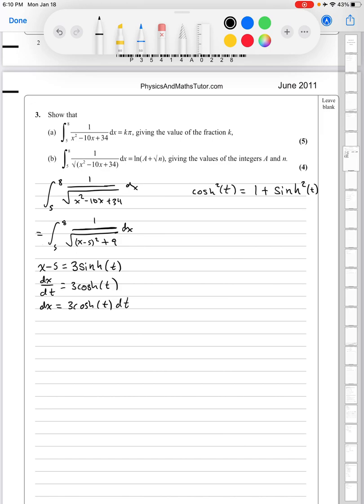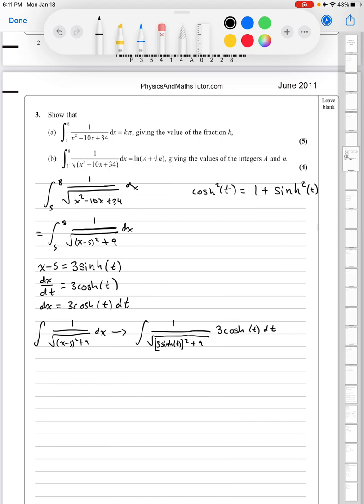Okay. Right, so if we plug this into our integral, I'm going to drop the limits again, so just the integral, I'll write the whole thing out, of 1 over the square root of x minus 5 squared plus 9 dx. This is going to go to, now if we actually plug everything in, integral of 1 over the square root of 3 sinh squared, so I'll write that as 3 sinh of t quantity squared plus 9, this is all under the square root, and then times our dx, but our dx is just 3 cosh. So we have 3 cosh of t dt.